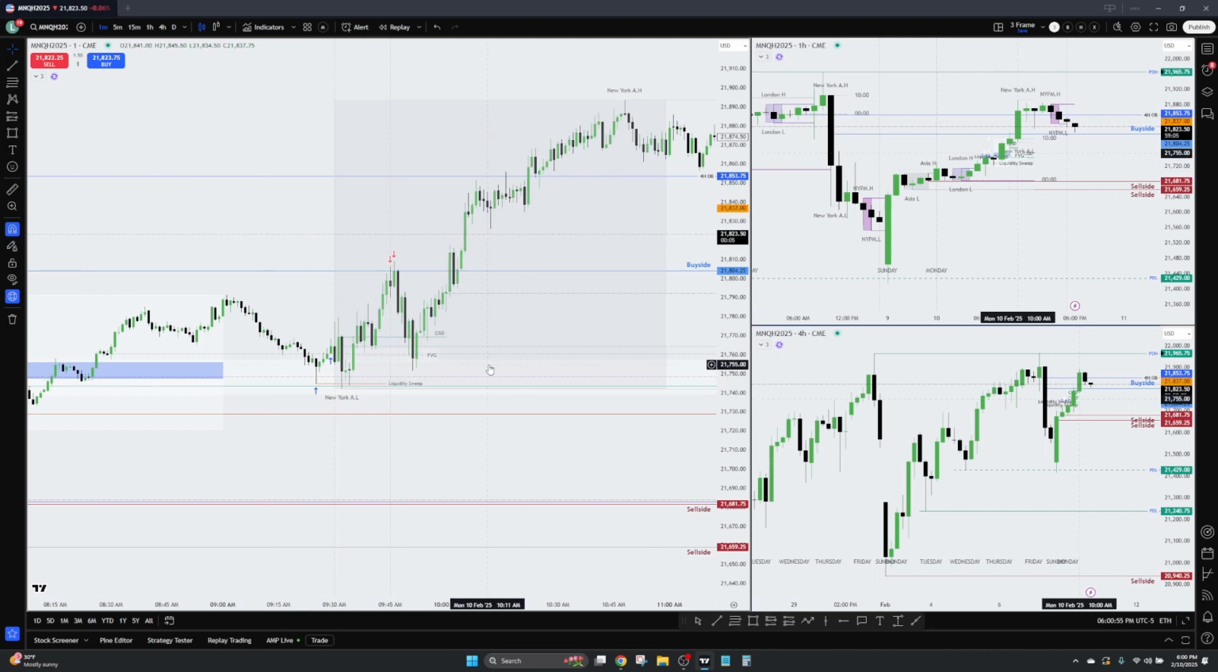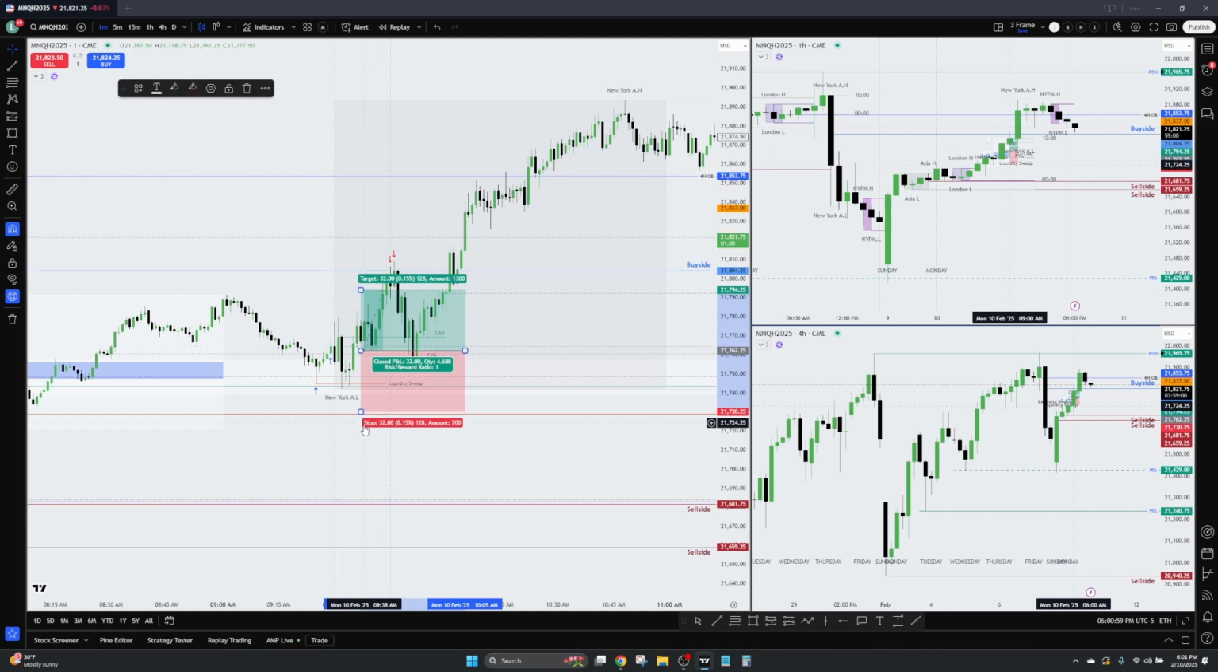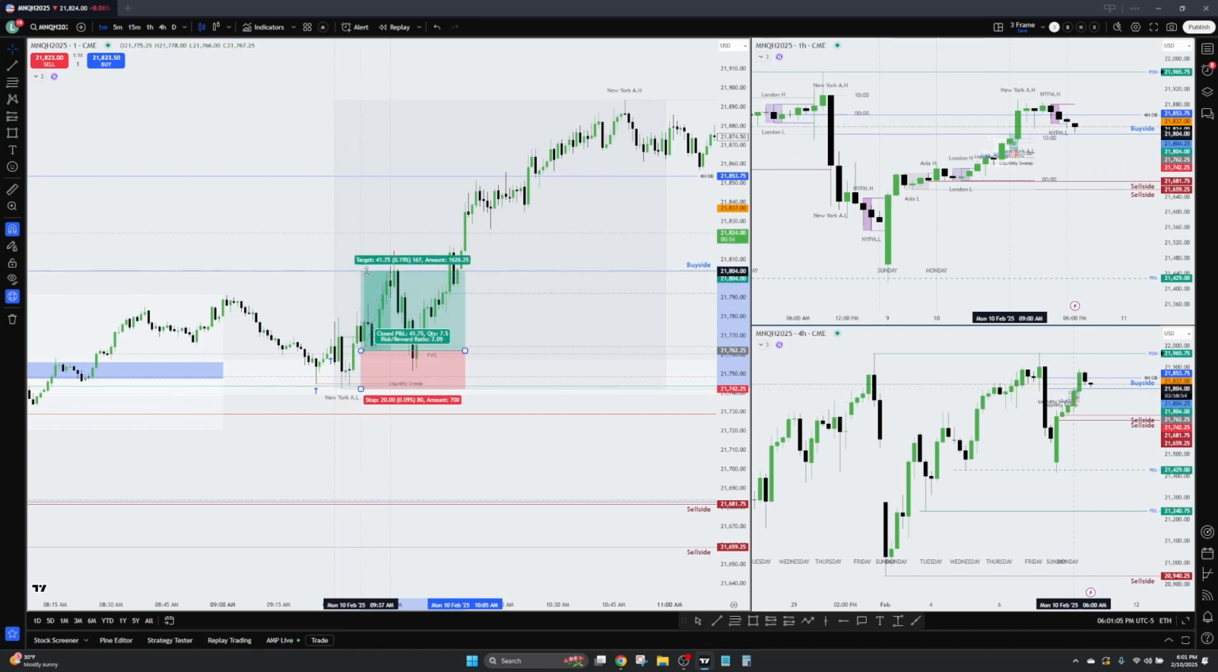That is where you could take your entry. Your stop would be below the lows. Take profit at that high. That's that 15-minute buy-side liquidity for a 2R. That is plenty right there. That is a great risk to reward ratio.